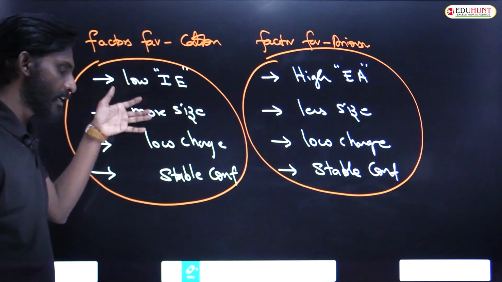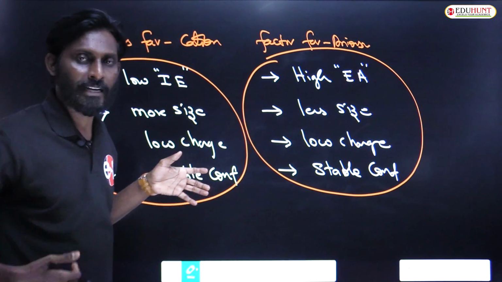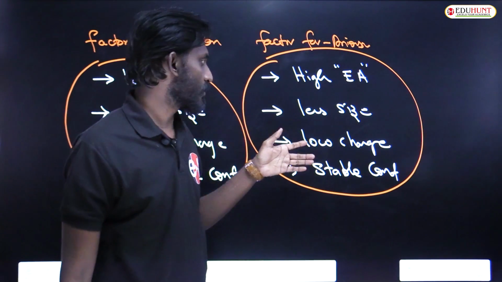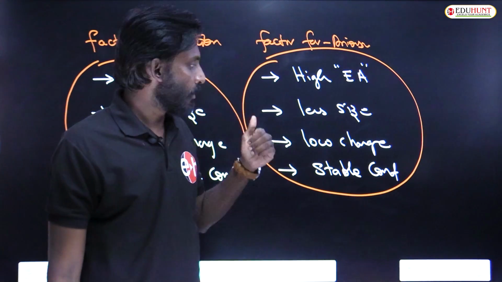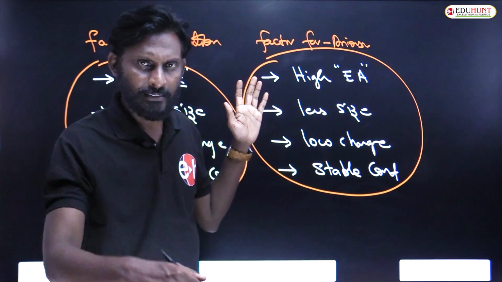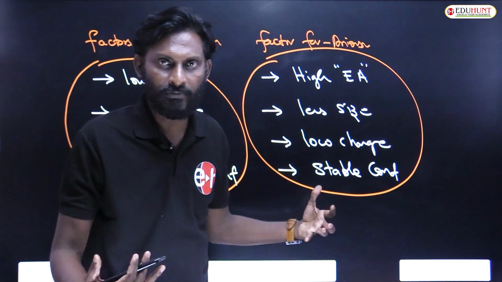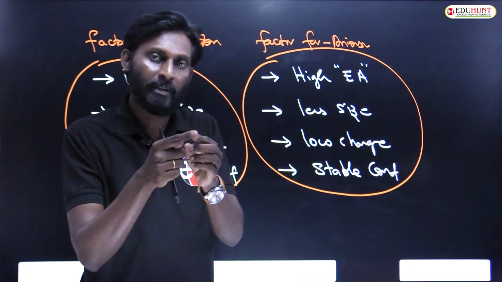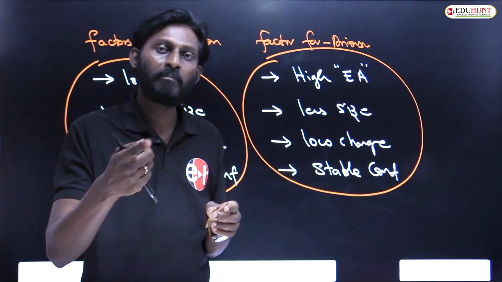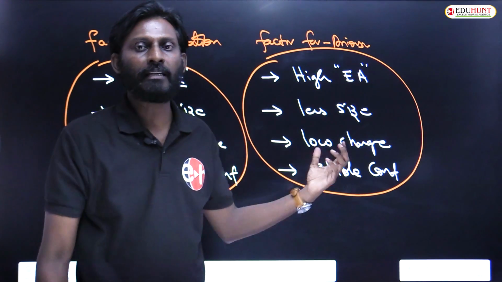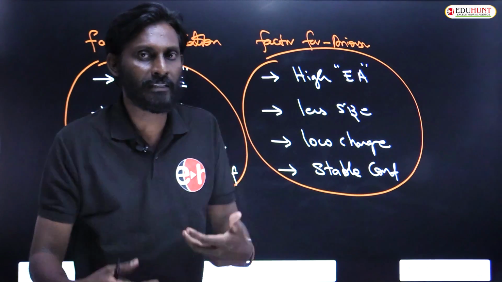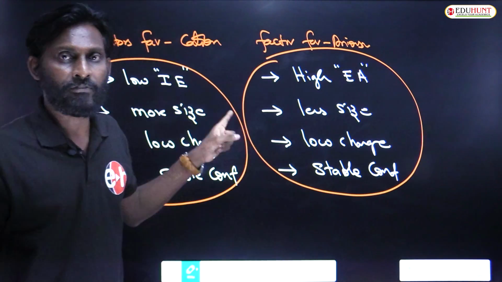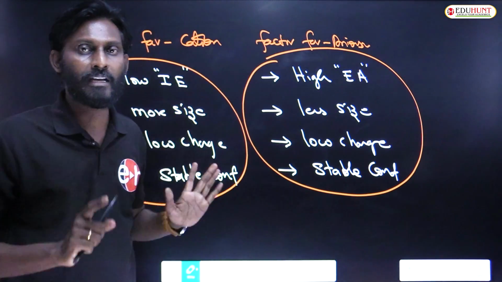If all these conditions are favorable, cation is formed easily: low ionization enthalpy, comparatively more size, low charge and stable configuration. Stable configuration, what do I mean here? If an atom is getting stable configuration by gaining an electron, then obviously that atom will gain electron. That means anion is easily formed. So if all these conditions are favorable, anion is easily formed, and if all the cation conditions are favorable, cation is easily formed.